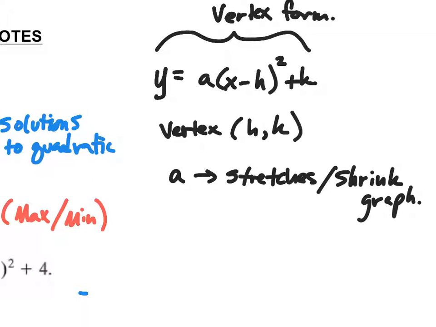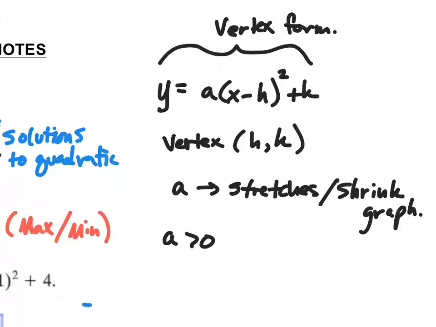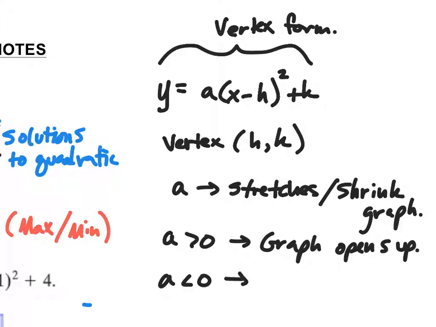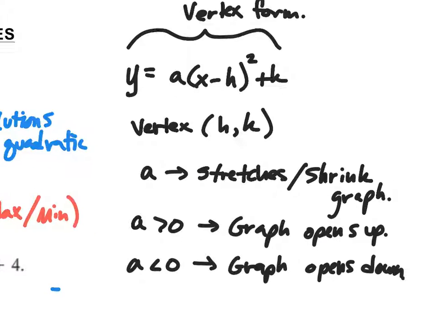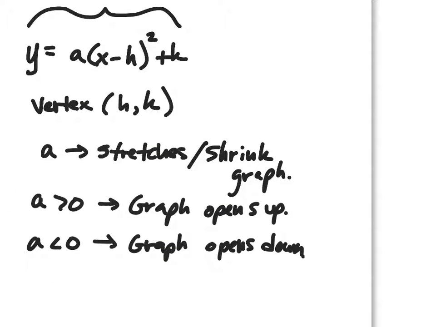Also, what I know is that if a is positive, if a is greater than 0, okay, then the graph opens up, okay? If a is negative, if a is less than 0, then the graph opens down. Okay, and this is true for any leading coefficient. You know, any number that you have on the very front part of your parabola. If your leading coefficient is positive, then the graph is going to open up. If the leading coefficient is negative, it's going to open down.